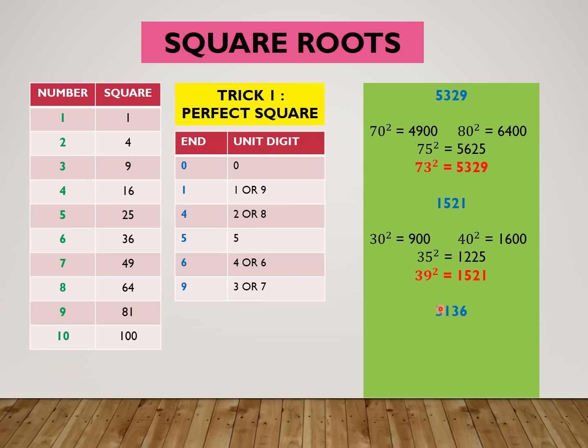At last, let us try to compute the square root of 3136. Now 3136 lies between 2500 and 3600, so the number lies between 50 and 60. We can compute the square of 55. The square of 55 is equal to 5 into 6, 30, 3025. 3136 is greater than 3025 and the unit digit in 3136 is 6, so the number will be 56 and the square root of 3136 is equal to 56.